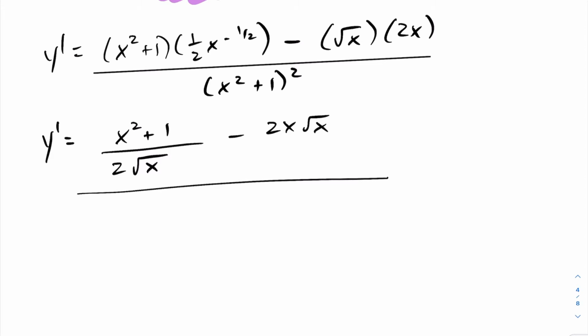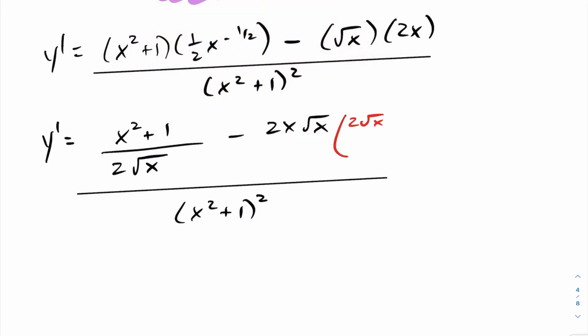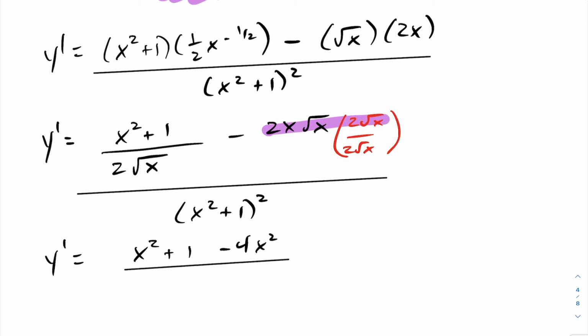When I do that here, I can see that to get a common denominator in the top, I only have to multiply the top and bottom by 2 root x. Doing that, I end up getting y prime is x squared plus 1. Now this expression here, you end up getting 2 times 2 is 4, and x times root x becomes x squared. In that entire expression, we got that common denominator, so that'll be over 2 root x, and then we divide the entire thing by x squared plus 1 quantity squared.